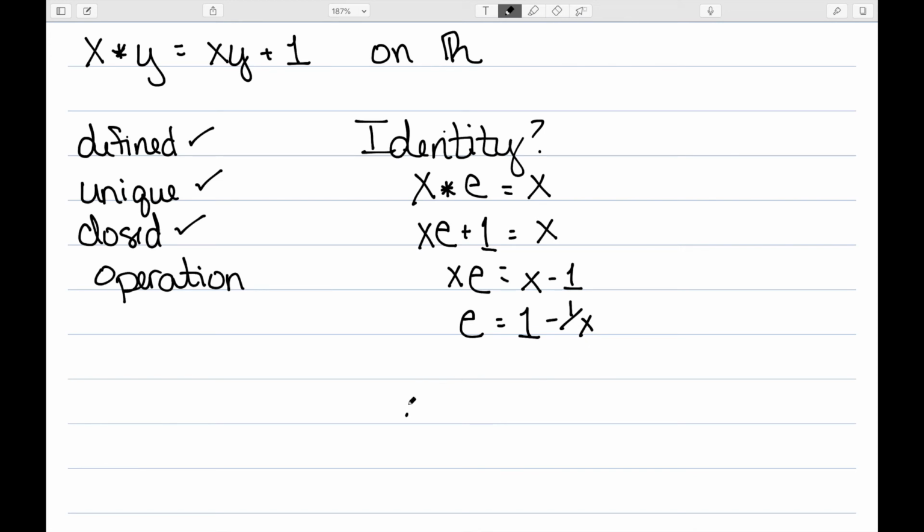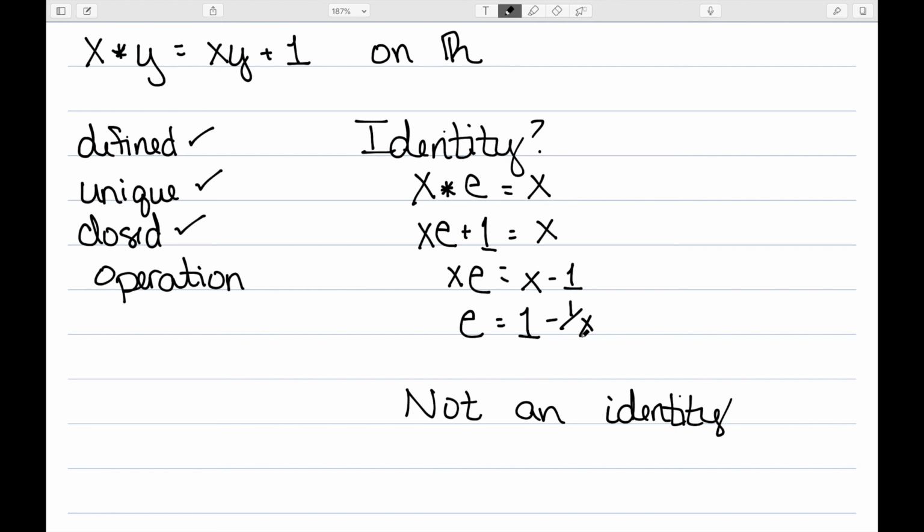Well, this actually tells me that there's not an identity. Why? Well, the identity should not depend on a value for x. Here, if you give me a different value for x, I'm going to give you a different value for e. An identity should be set. So, for instance, if you give me the number 2, then I would need to do 2 star 1/2 to get 2. However, if you give me 3, I would need to do 3 star 2/3 to get back to 3.